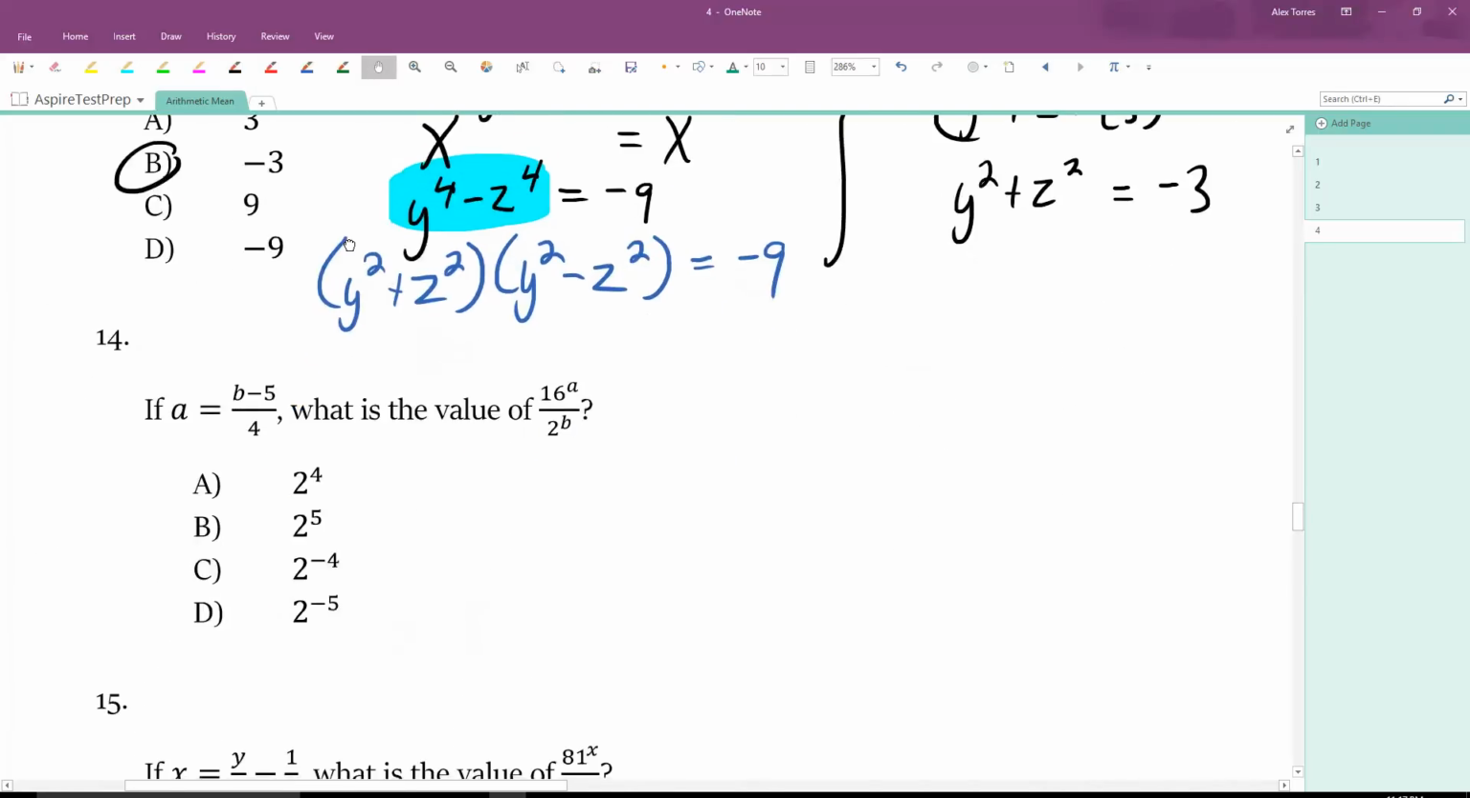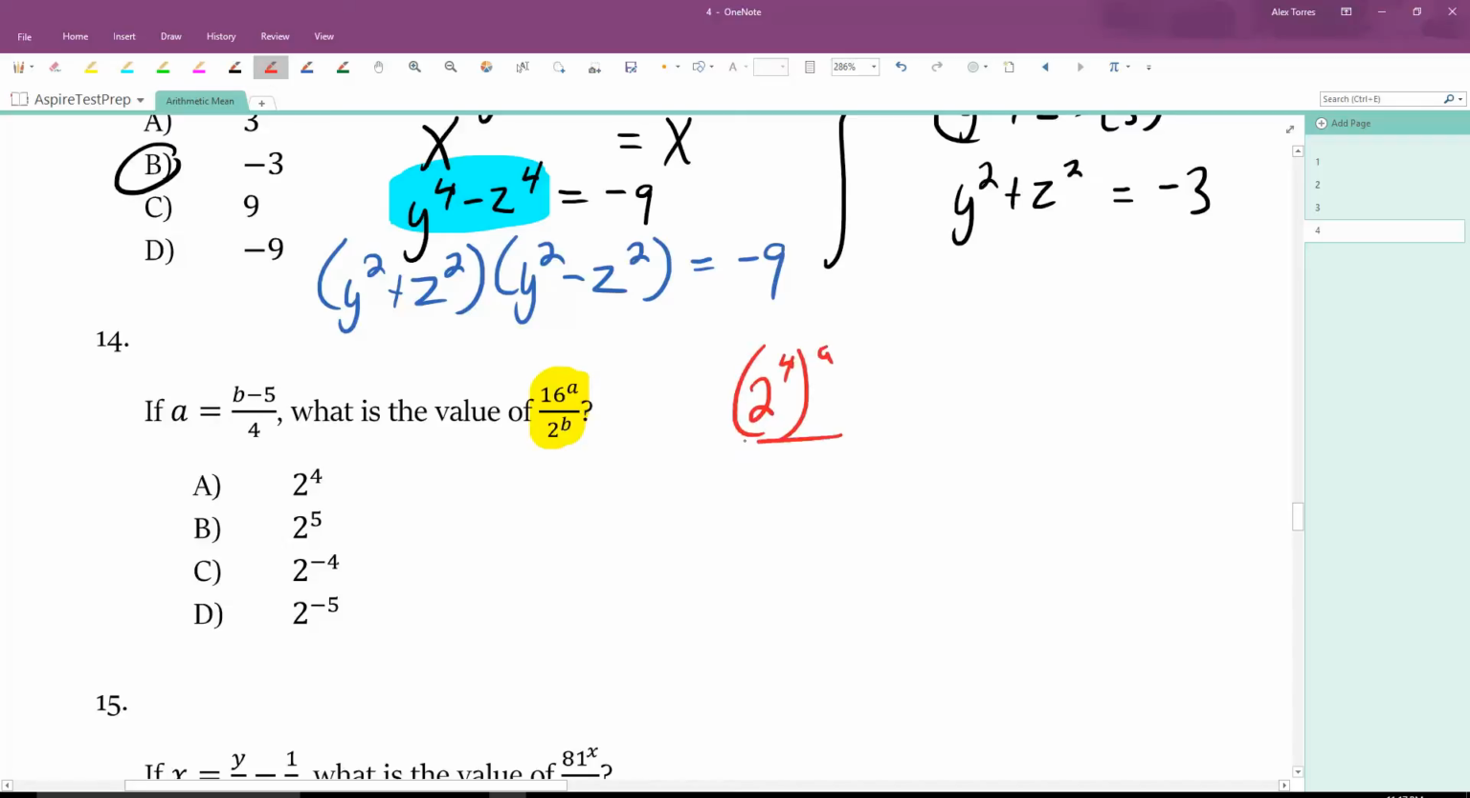Now going over to number 14, we have 16 to the a and 2 to the b. Now this expression would be a difficult one if we didn't notice that 16 is a power of 2. 16 is really 2 to the fourth power, and that's to the a. And on the bottom we have 2 to the b. Simplifying, this is 2 to the 4a over 2 to the b, and using our subtraction rule, that's 2 to the 4a minus b.